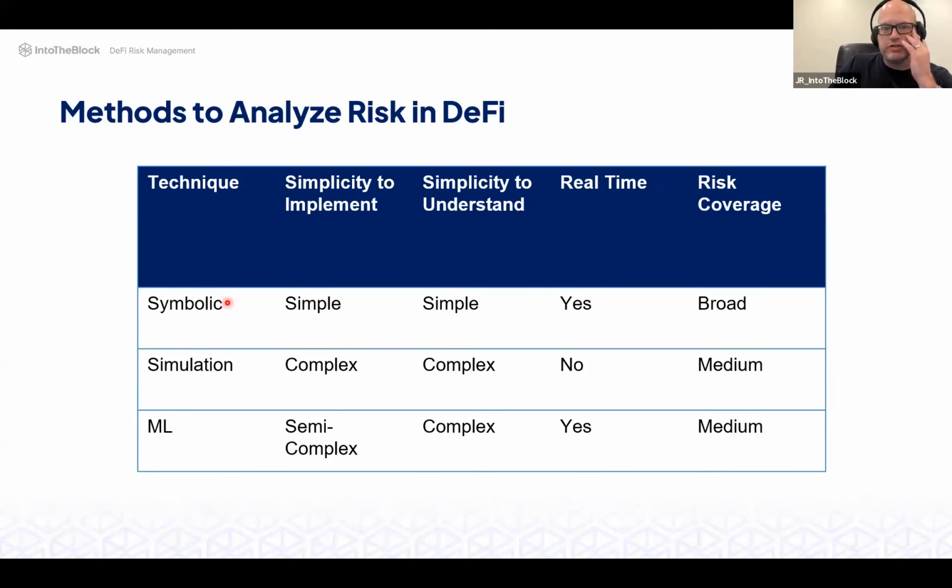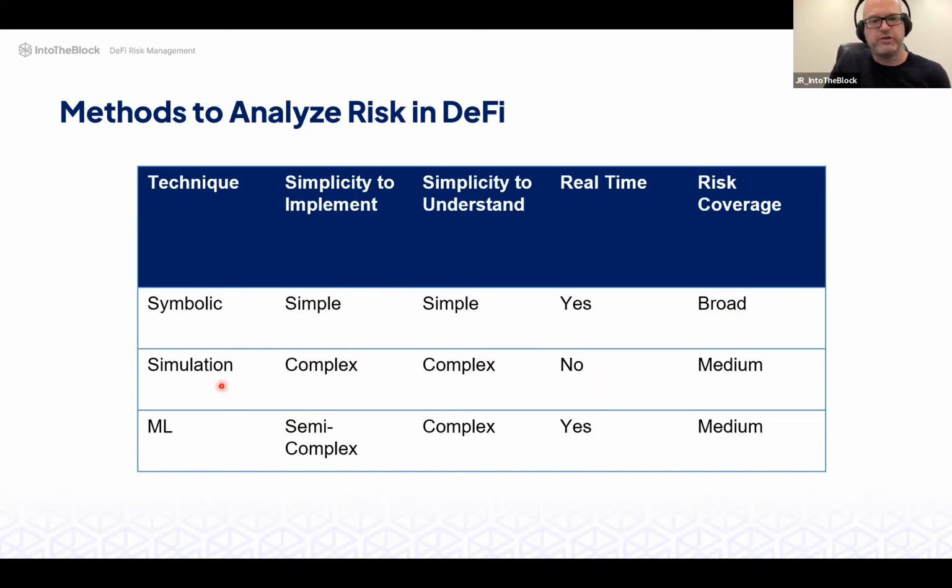So the symbolic approach is just rules, so super simple to implement and to understand. It is real time, right? You can take a transaction and say, is this going to trigger a liquidation in a lending protocol? And you can cover a ton with that. You can cover a lot of scenarios.